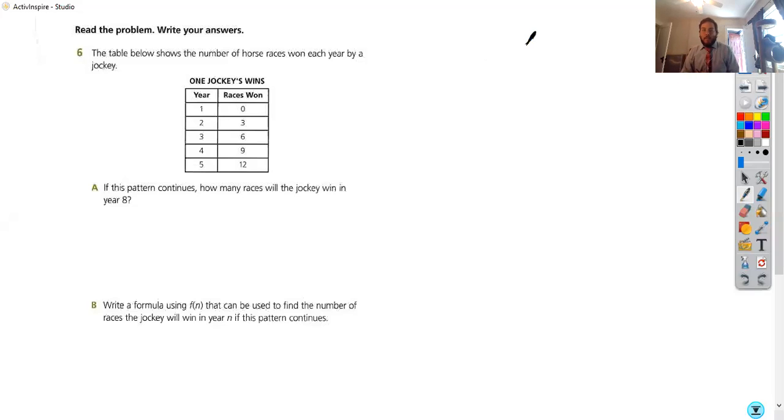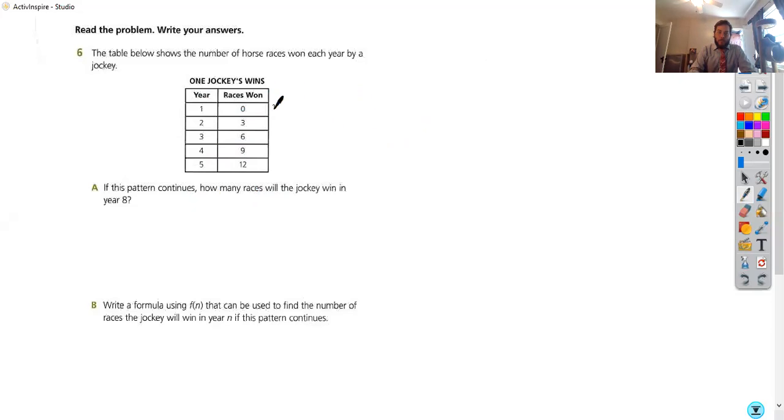All right, so now we're taking a look at the last problem, problem number 6, and it says the table below shows the number of horse races won each year by a jockey. The first year, the jockey won 0 races. The second year, they won 3. The third year, they won 6. The fourth year, they won 9. And the fifth year, they won 12. If this pattern continues, how many races will the jockey win in year 8?